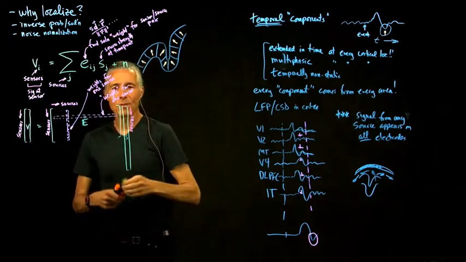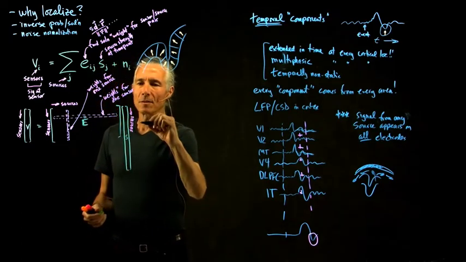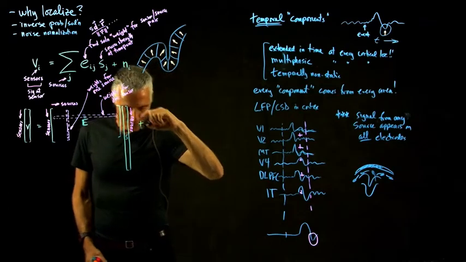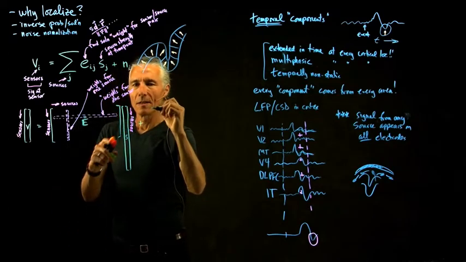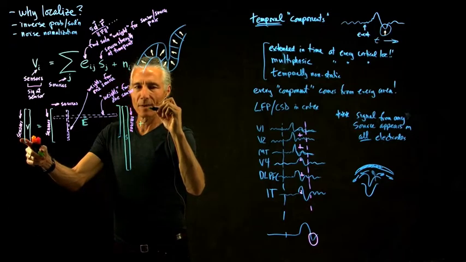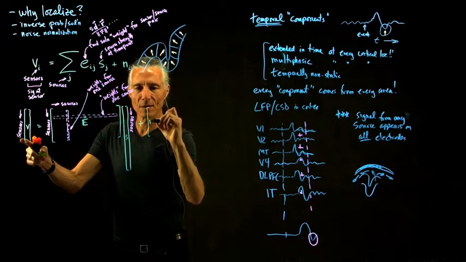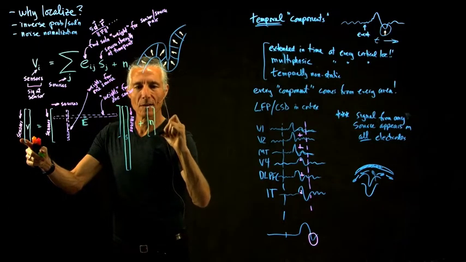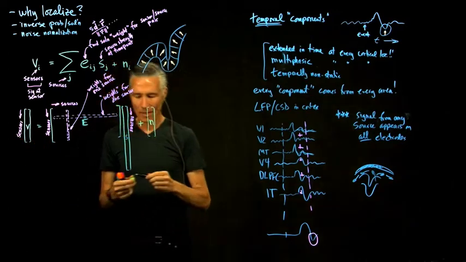And then finally we have some noise. So plus a noise vector, and the noise vector is going to be the same size as the sensor vector because this is the sensor noise. So here's our noise vector.